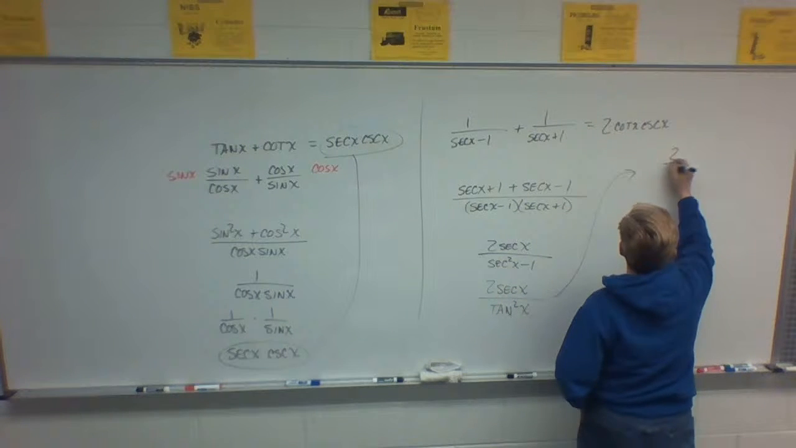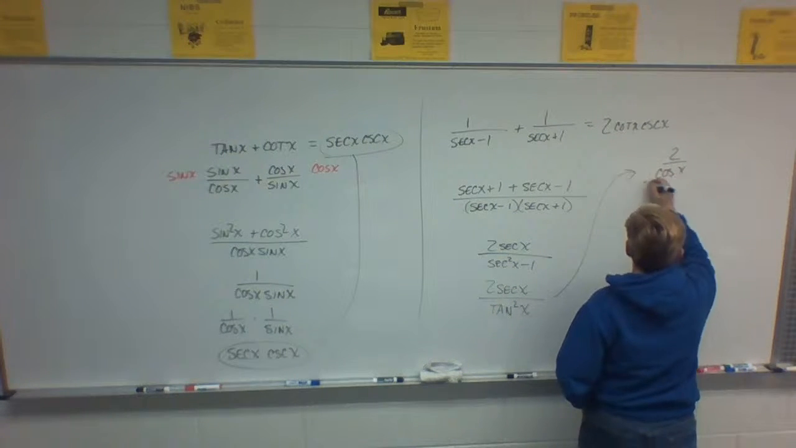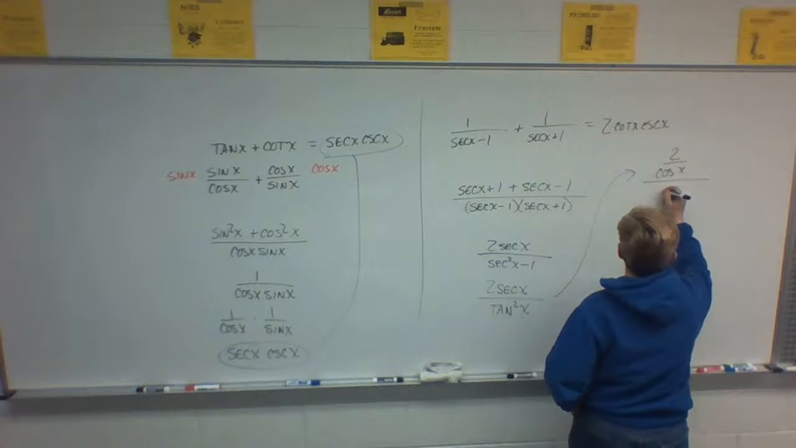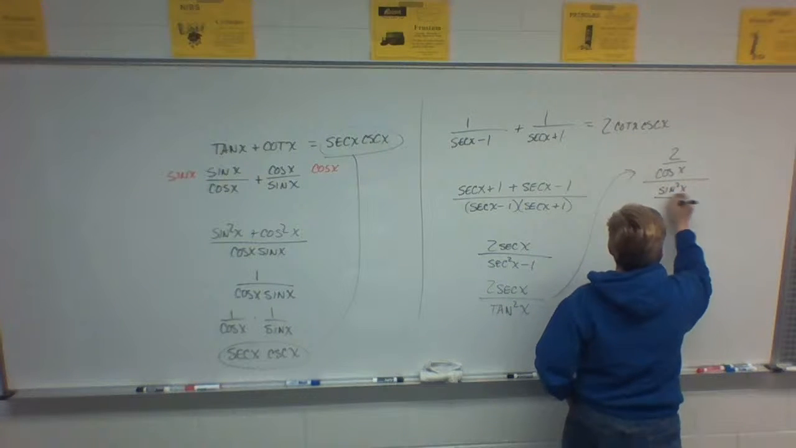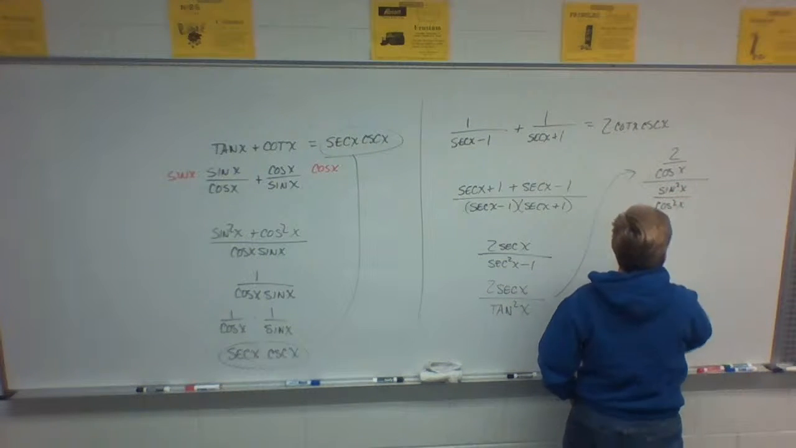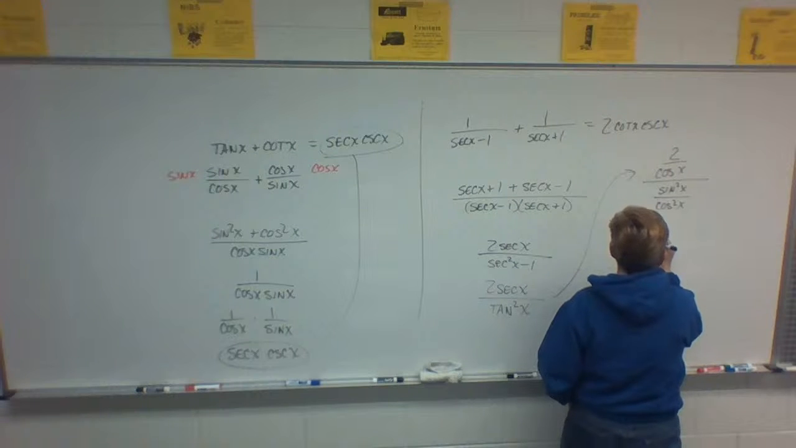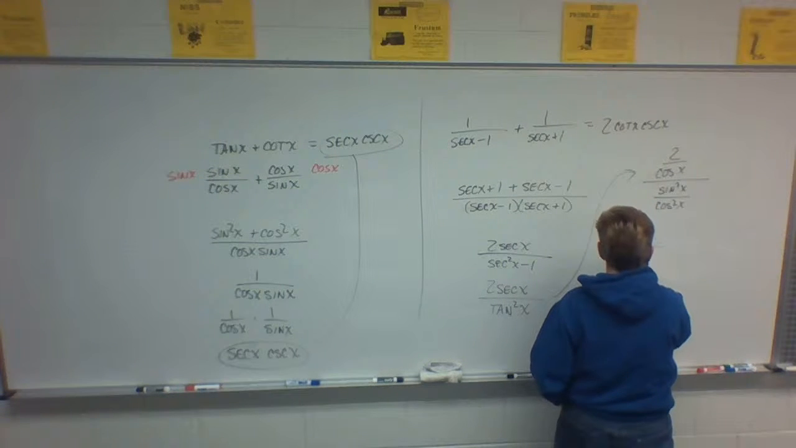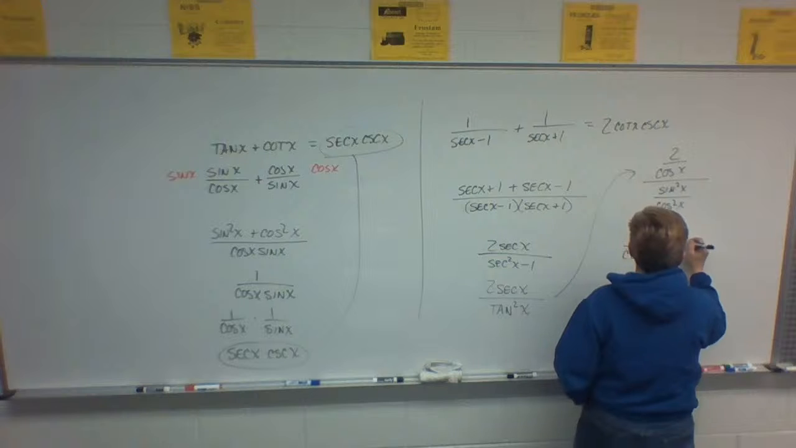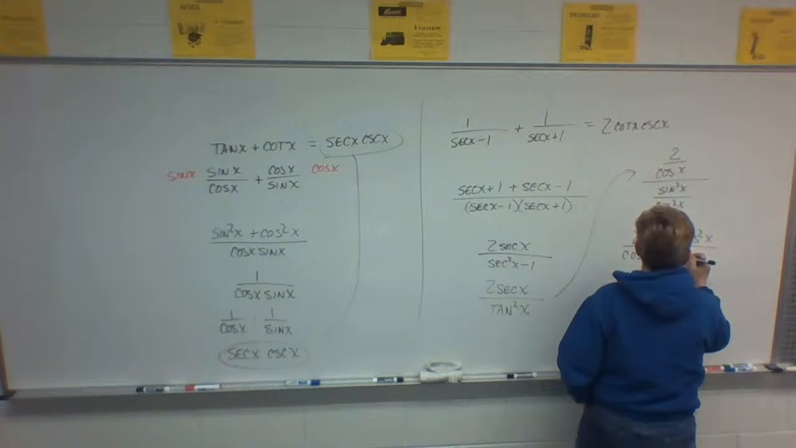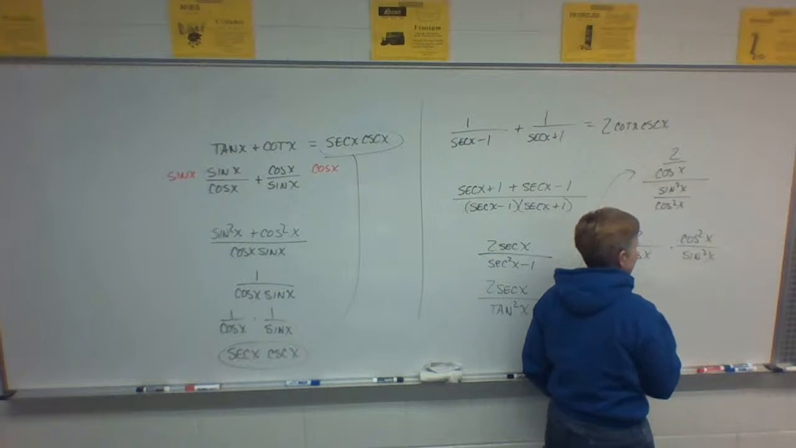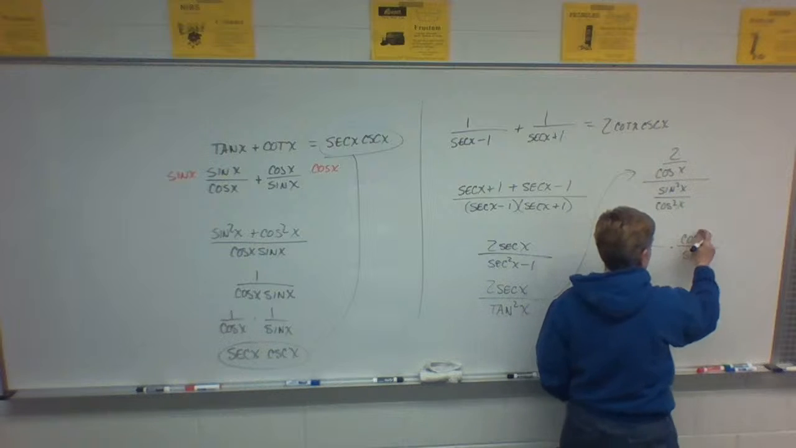So I have 2 over cosine. Does everybody understand that? Yeah. And this down here is sine squared over cosine squared, which is 2 over cosine times cosine squared over sine squared. One of these is gone.